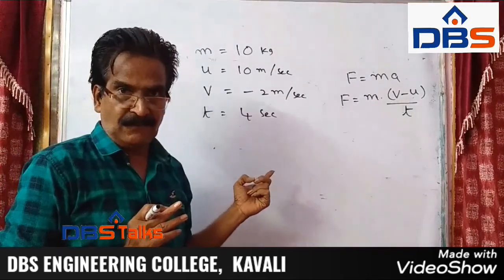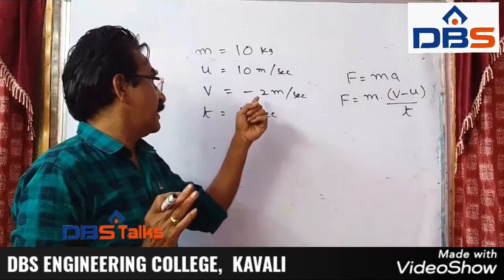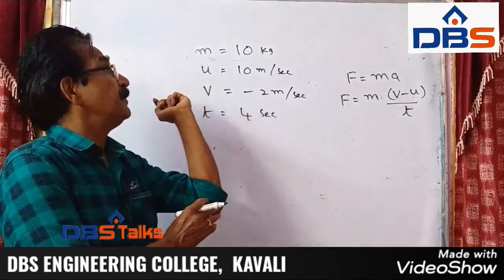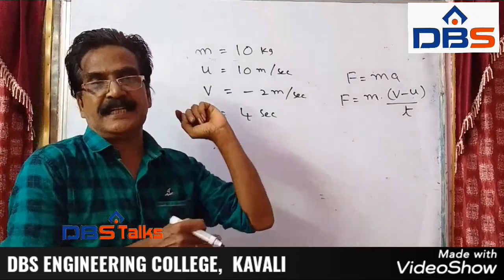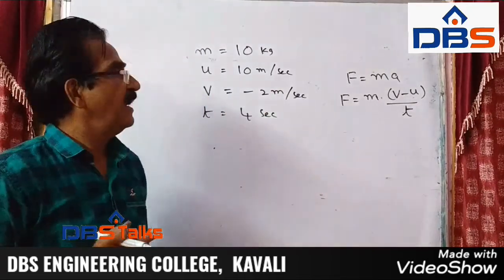For 4 seconds. So after applying the force for 4 seconds, the speed of the weight has become 2 meters per second in the opposite direction. So V is equal to minus 2 meters per second.